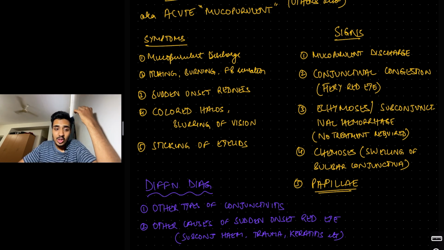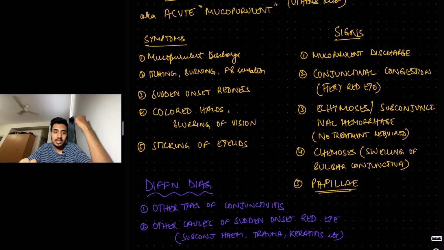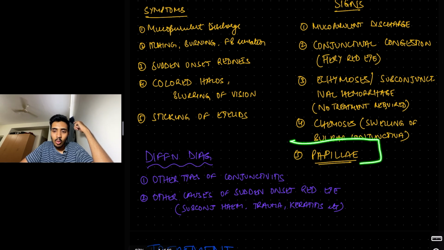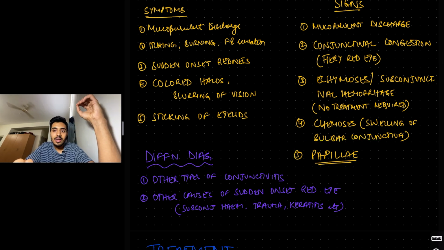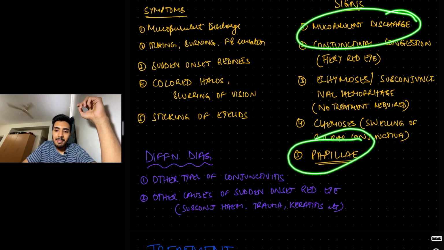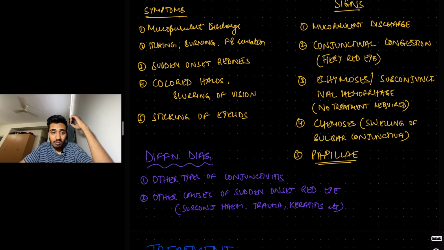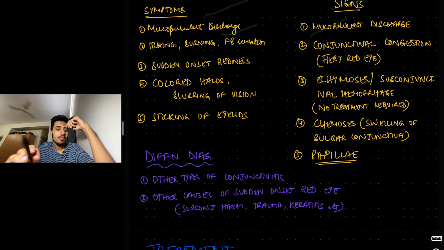Chemosis is swelling of the bulbar conjunctiva. Because of the inflammation of the conjunctiva, the bulbar conjunctiva starts swelling up. That is chemosis. And the last sign is papillae. Now, what is papillae? As I told in the previous video, in bacterial conjunctivitis, you will have mucopurulent discharge and papillae. Papillae are basically dilated hypertrophic blood vessels that give it a red velvety appearance. That is papillae. So symptoms done, signs done. Mucopurulent discharge. Very, very important.